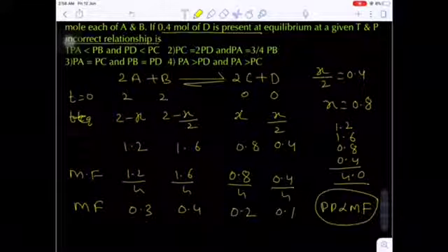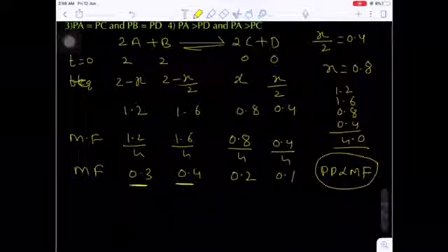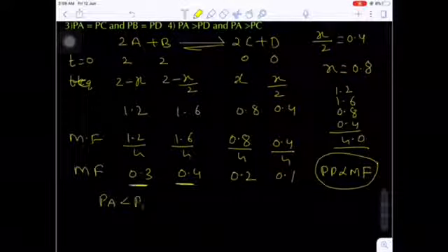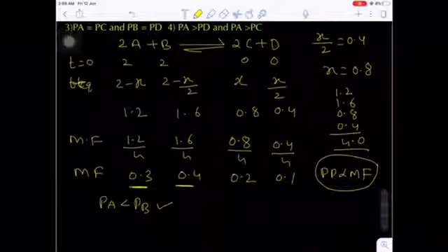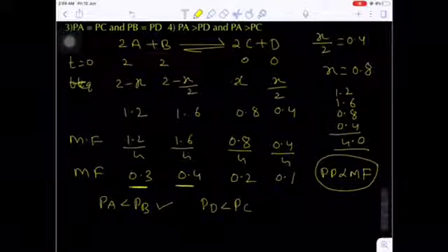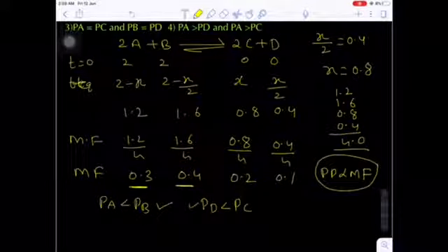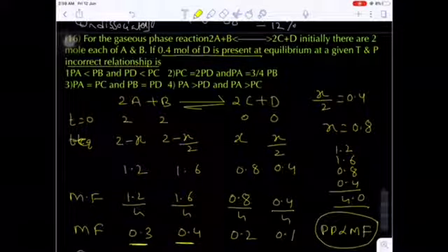Okay, if you see the first one, partial pressure of A less than B. Obviously, because the mole fraction of A is less than the mole fraction of B, so the partial pressure of A is always less than the partial pressure of B. This is the correct one. And one more, partial pressure of D will be less than the partial pressure of C. This is also correct. So the first option is correct.